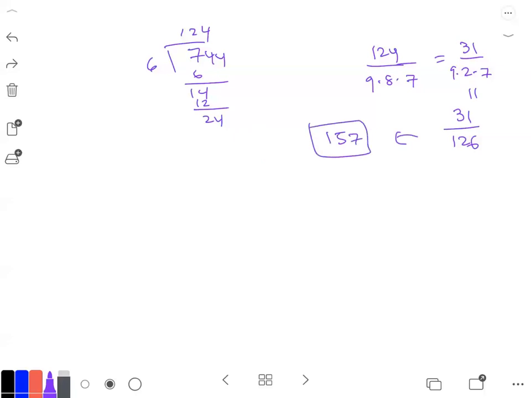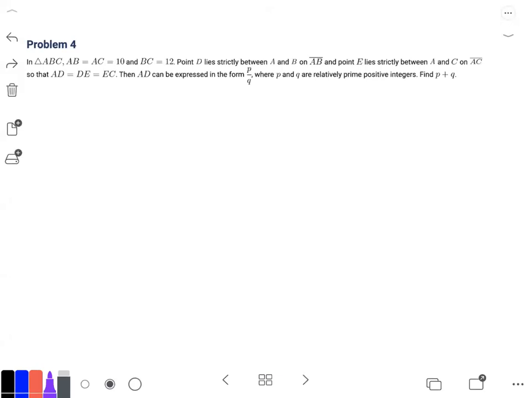Okay, next problem. So in triangle ABC, AB is equal to AC is equal to 10, BC is equal to 12, and point D lies strictly between A and B on AB, point E lies strictly between A and C on AC. Underline this, and we have this equality condition, and we want to find AD.